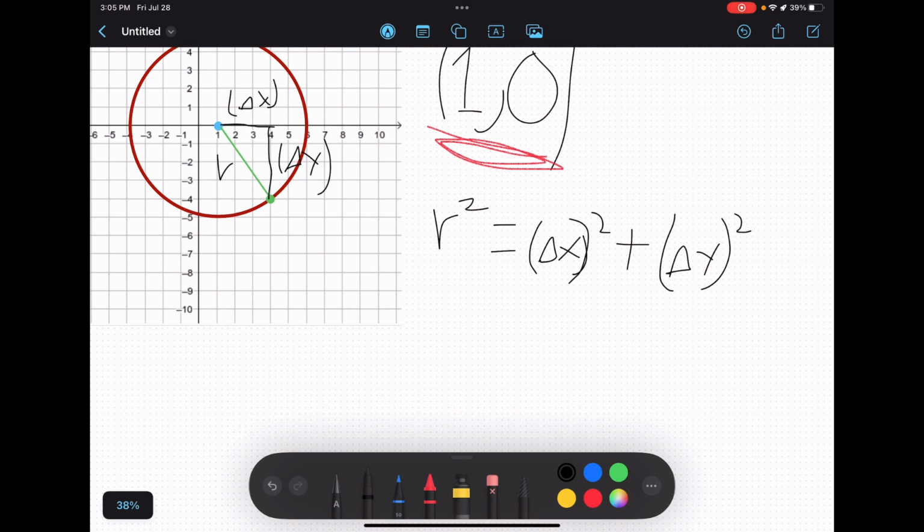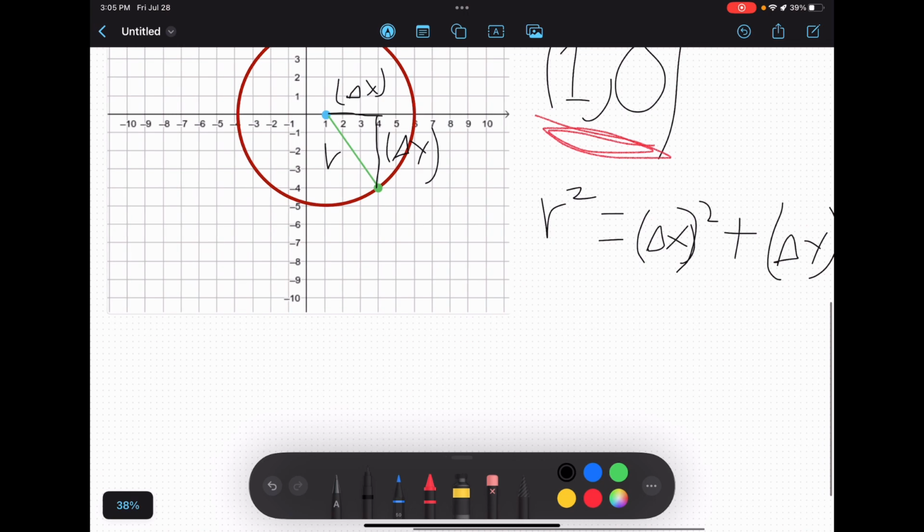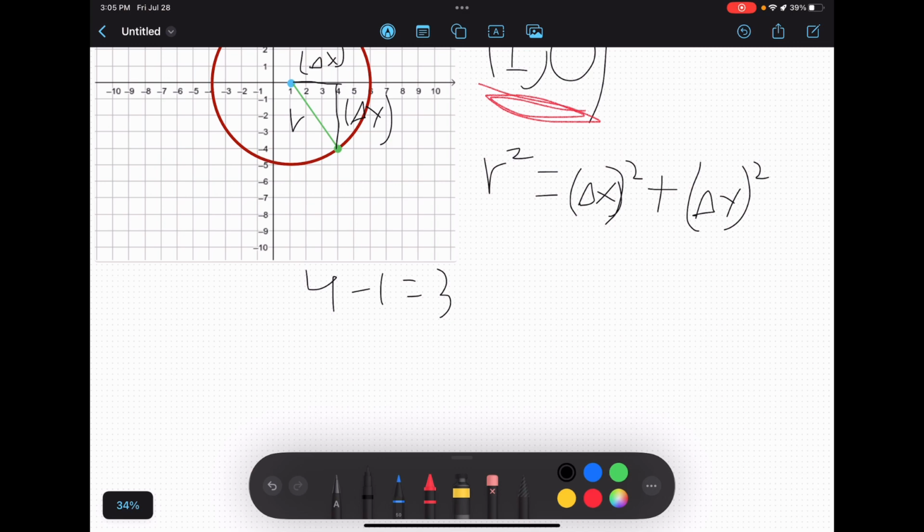Now what is our change in x going to be? To find that, we start with our ending x minus our starting x, which is 4 minus 1. That gives us 3. This will be our change in x, to the second power.